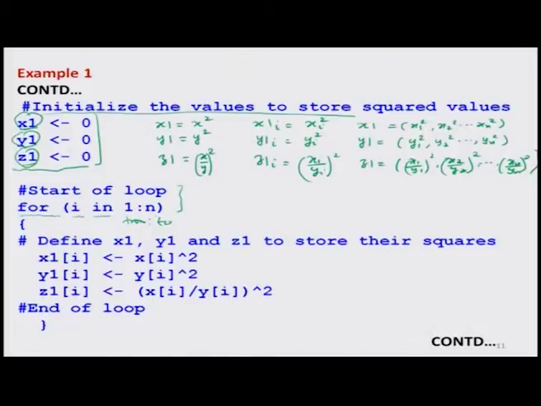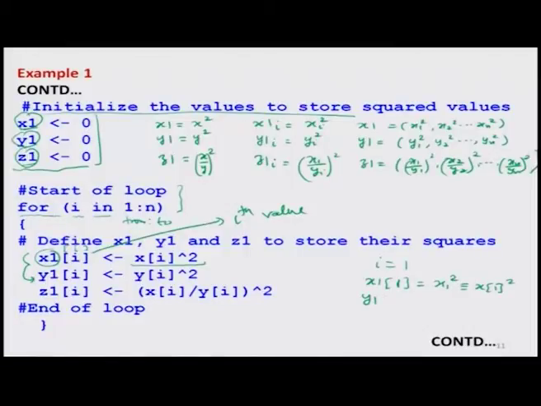Now I try to compute the values of x1, y1 and z1 at the ith place. For that I define x1 and inside the square brackets I write i, which means the ith value. I will start from 1, and it will come to x1 and compute the first value, x1 square, which I am giving as x_i whole square. Then the control will come and compute the first value in the y1 vector, y1 square, which is y square bracket 1 squared.